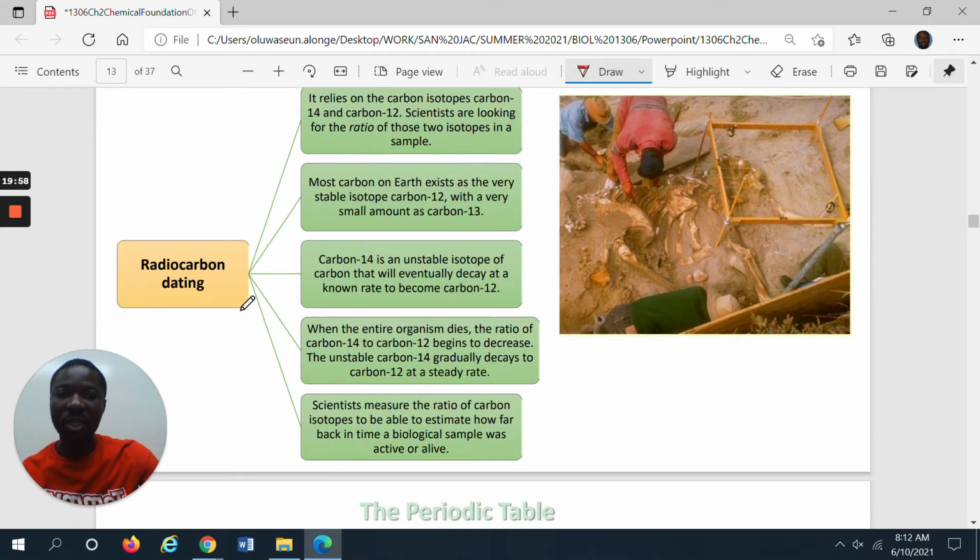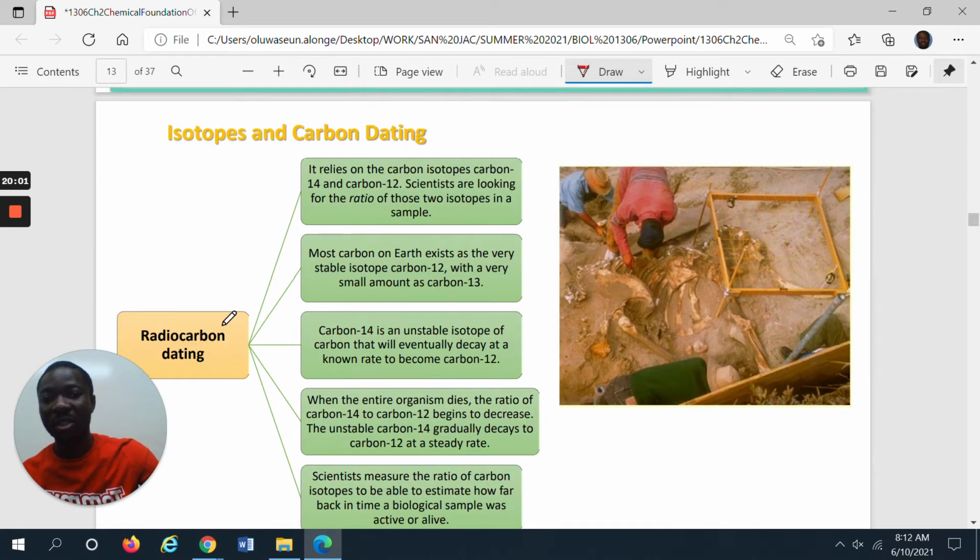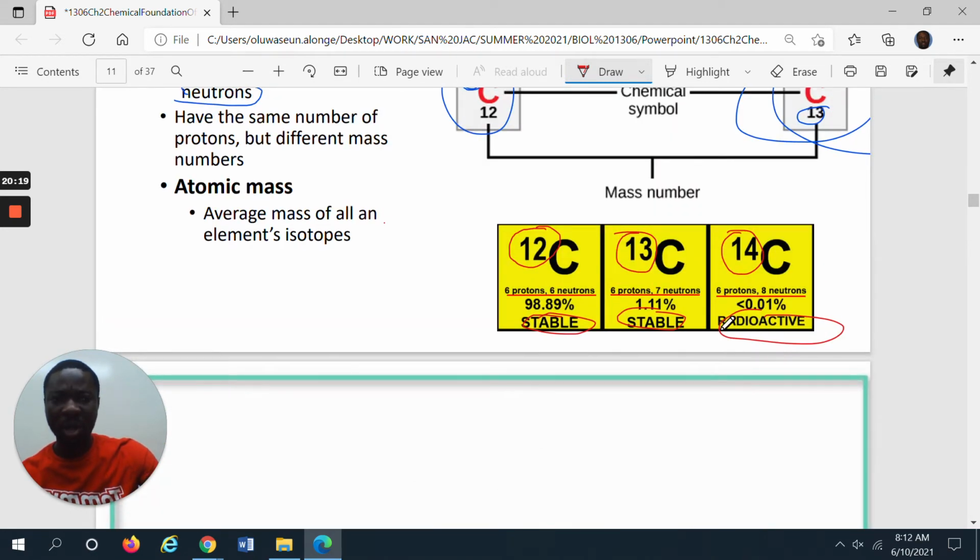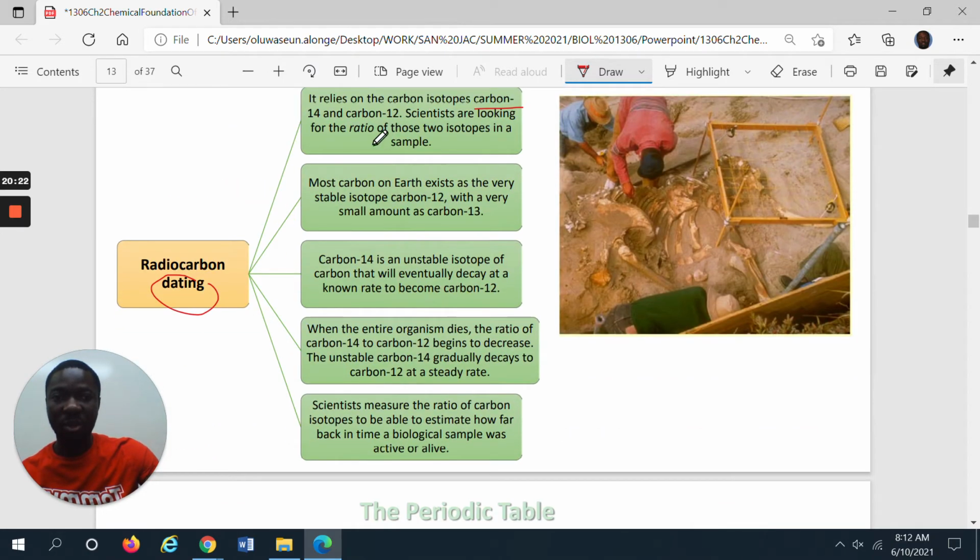So, radiocarbon dating. Now, radiocarbon dating is simple. It's getting the date or age of an element using carbon. All they do is check the ratio of carbon 14, which is the isotope that is not stable, you remember. They compare the ratio of carbon 14 to the ratio of carbon 12. That is what they use to determine the age of an element.